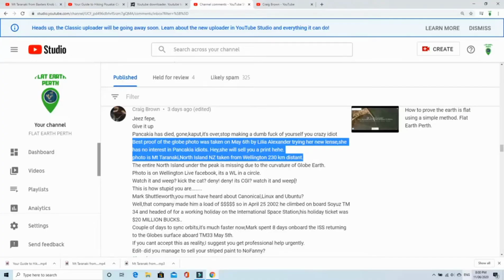And then a glober teaches you something. It's not often, but it does happen. So a big thanks to Craig Brown, who left me this marvellous comment teaching me about Mount Taranaki. If Craig had never mentioned this, I probably wouldn't have come across, in my opinion, the best flat earth proof I have seen up to now.